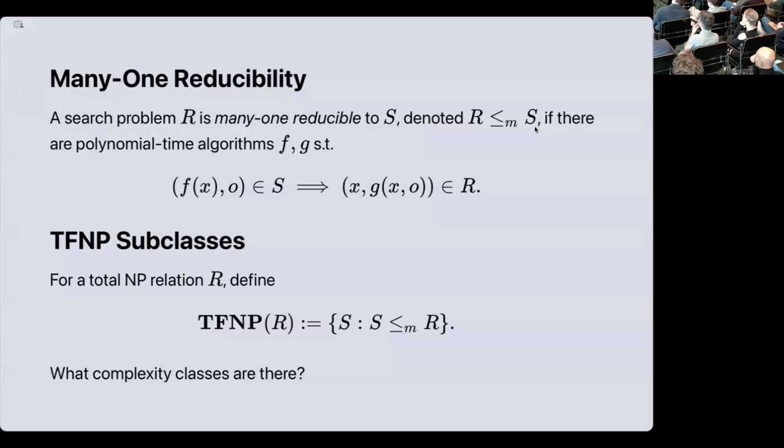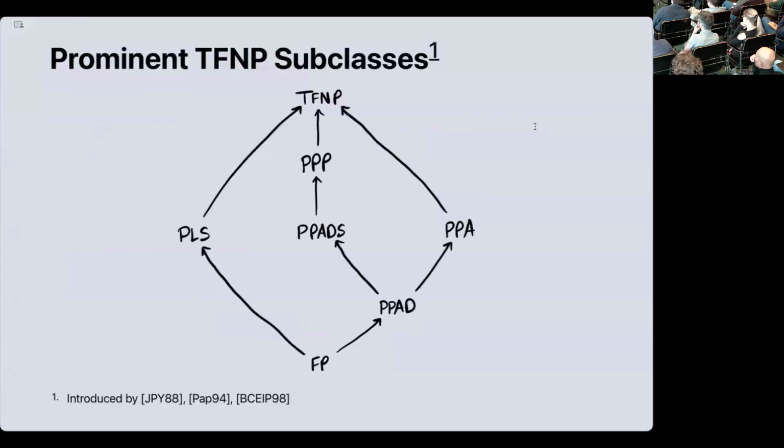Okay, great. So now that we have a notion of reducibility, we can actually start gathering these problems into complexity classes by picking problems of interest and then taking everything that reduces to them, right? So here's some, I've called these prominent TFNP subclasses. This is a really non-exhaustive list. It's really more like just the original subclasses that were introduced and studied in the 90s.